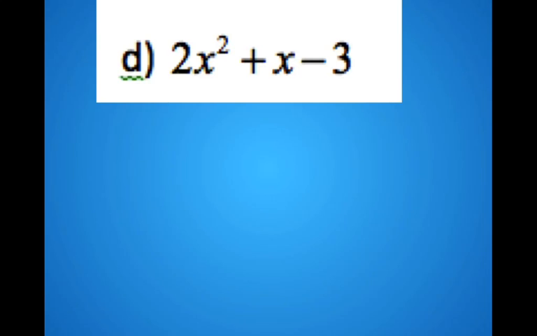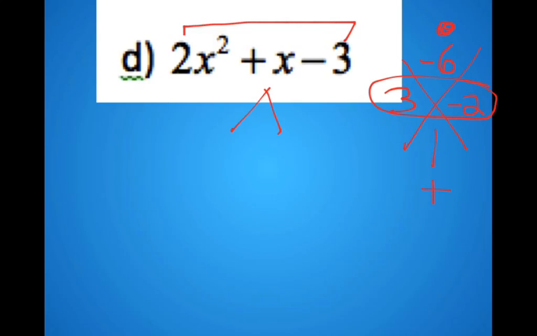Okay, this one, same thing. We're going to see if they have a GCF first, and we notice that they don't, so then we proceed with multiplying the first number times the last. So we're looking for two numbers that multiply to be -6, and they're supposed to add up to be 1. So after a little bit of thought, we would come up with a 3 and a -2.